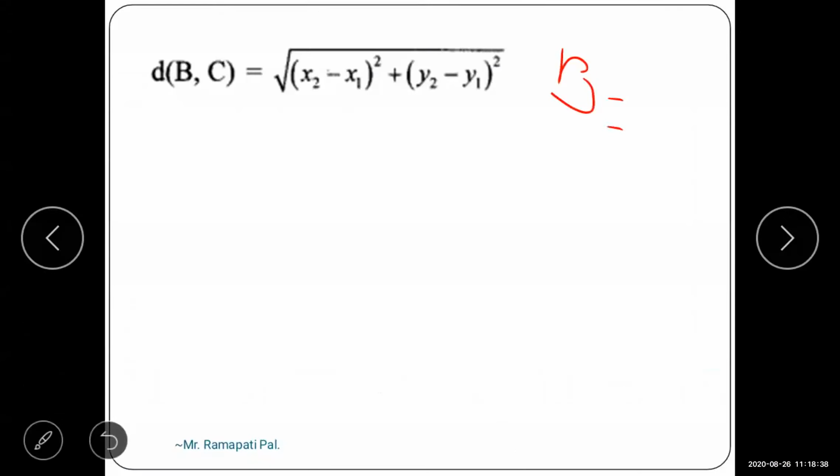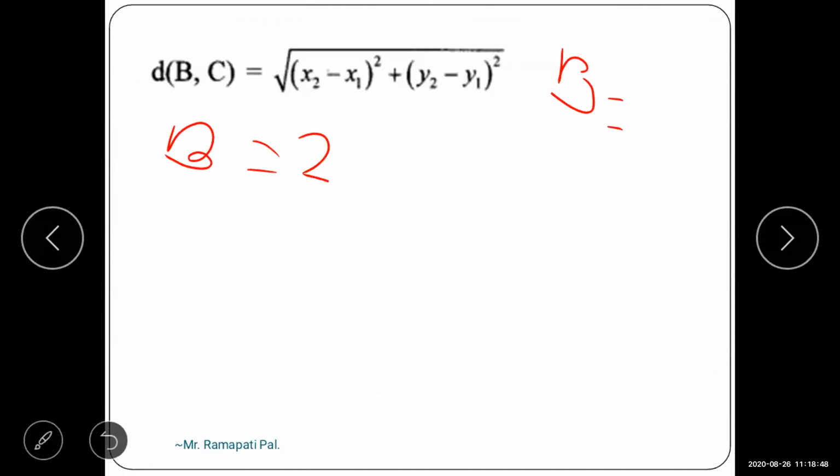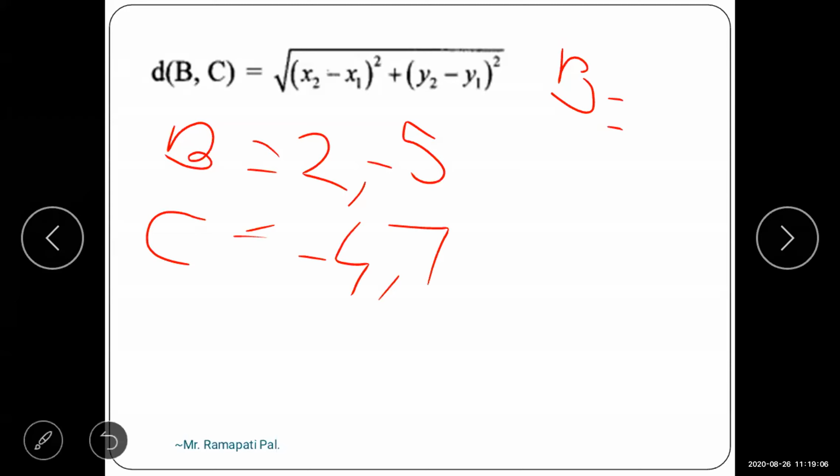B is minus 2, 5. Wait, B is minus 2, 5. And what is C? C is minus 4, 7. Correct? So let's see.